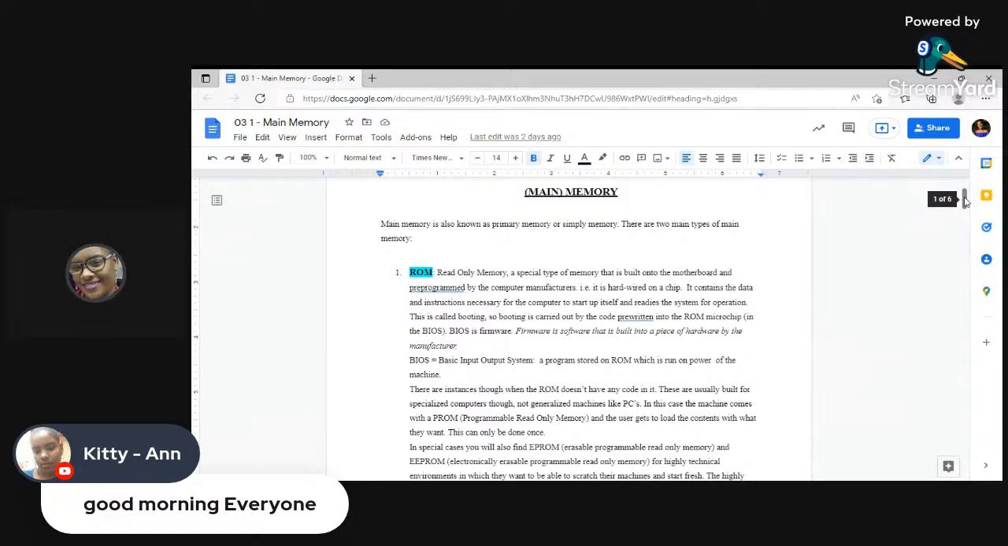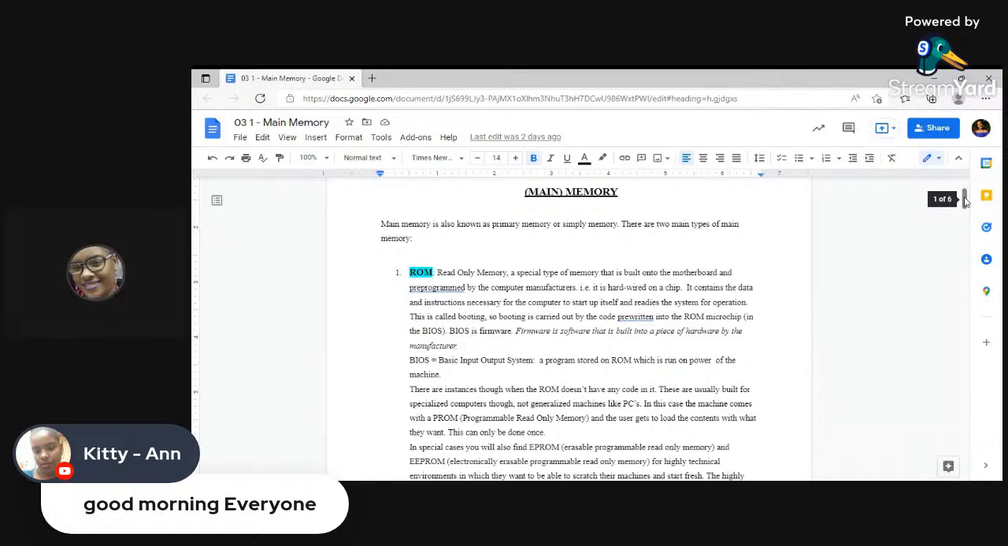All right, so now we're looking at main memory. And we know that main memory is what we call primary memory. That is what you would all know. But for those who did not know, it's also called simply memory. Now, once you hear main memory, two things should come to mind: RAM and ROM. Read-only memory, random access memory. For your read-only memory, we know that, as the name suggests, it is read-only. There's no writing that will take place by the user on a daily basis.